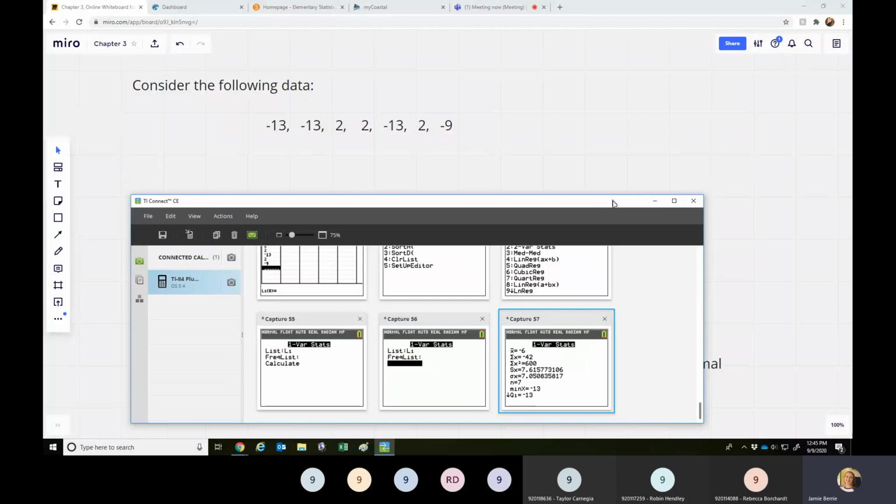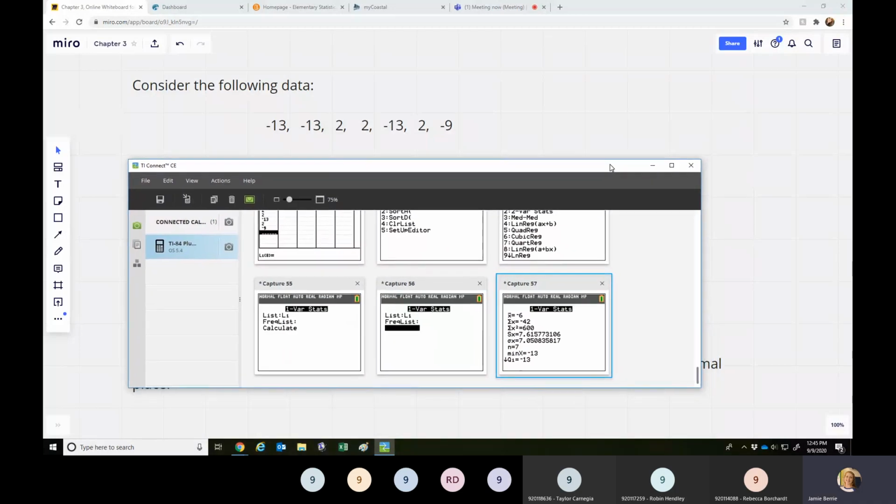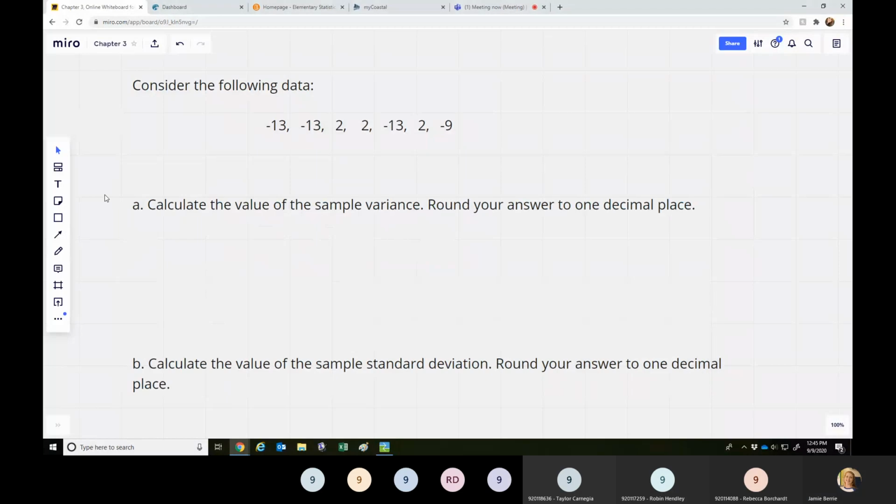Now, let me go back to the question. It says the sample variance and the sample standard deviation. Sample means we're going to use our regular alphabet. Remember, population means use the Greek letter. So for the sample, the standard deviation S is 7.6. If we're calculating the variance, remember, the variance is just the standard deviation squared. So that's going to be 7.6 squared.